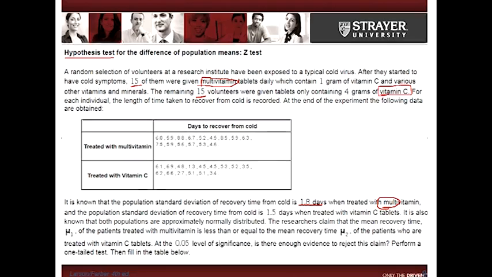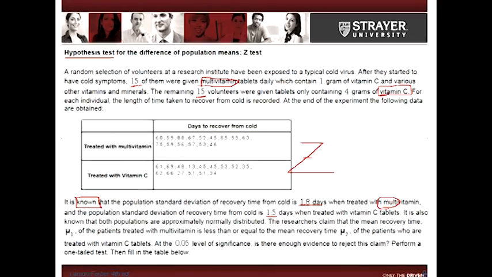It is known that the population standard deviation of recovery time from cold is 1.8 days when treated with multivitamin, and the population standard deviation of recovery time from cold is 1.5 days when treated with vitamin C. Now, since you know the population standard deviation, right here, it is known. Since it is known, you can use a z-test.